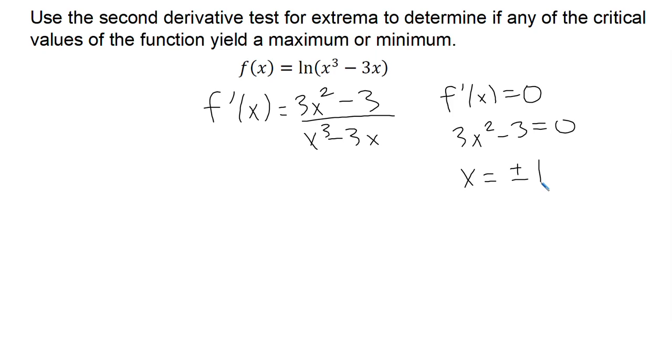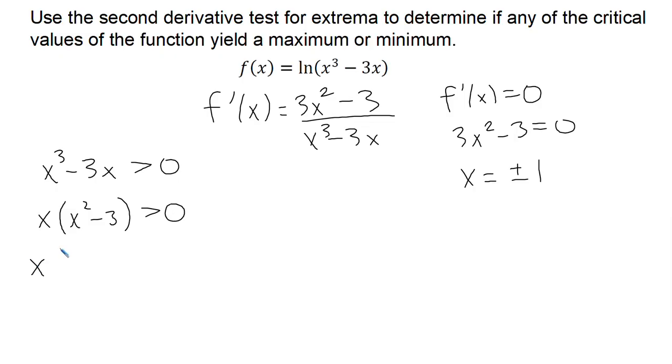Now for this one we have to be a little bit more careful here, because the function itself, x cubed minus 3x, we have to think about what its domain is, right? So we know that x cubed minus 3x has to be greater than 0 in order to be able to take the natural log of it. So if I factor out an x from that, right, we get x times x squared minus 3, or x times x plus root 3, x minus root 3 has to be greater than 0.